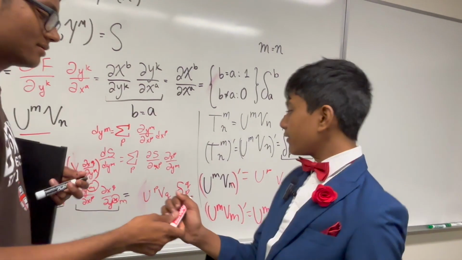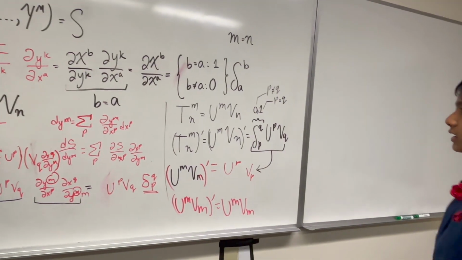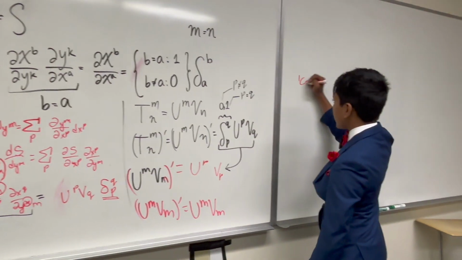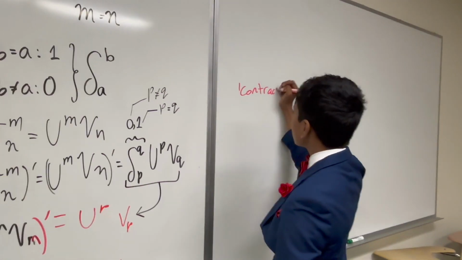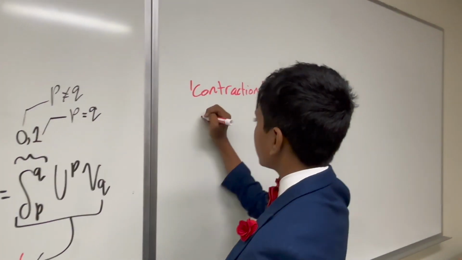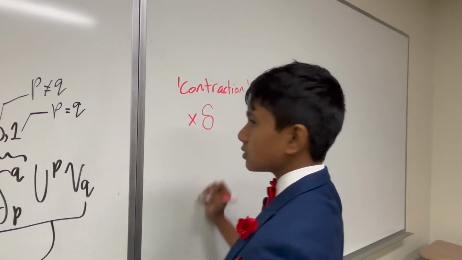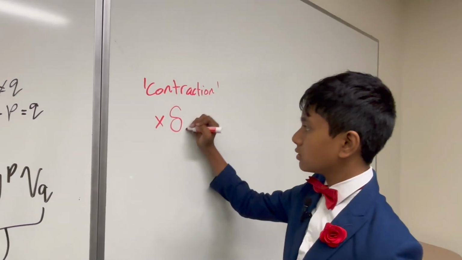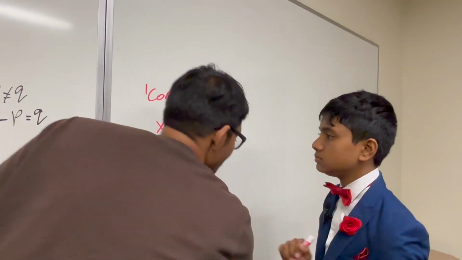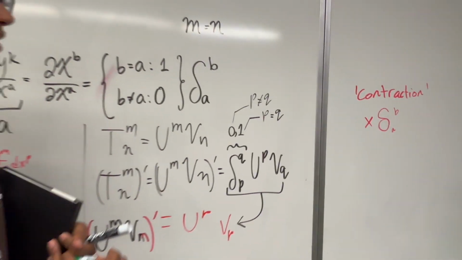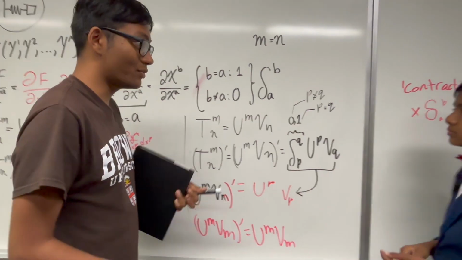Wait, I have a question. Does that mean that when we're doing contraction, we're just multiplying by the Kronecker delta? Contraction is very similar to the dot product. Very similar to the dot product. You want to see why?